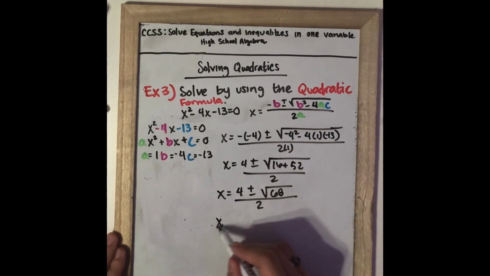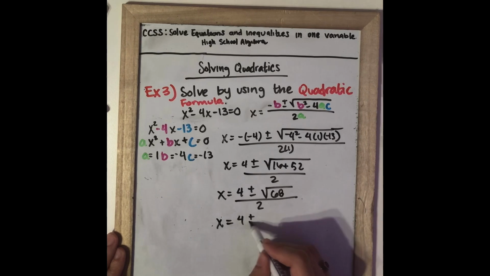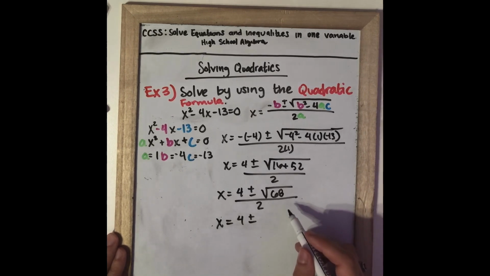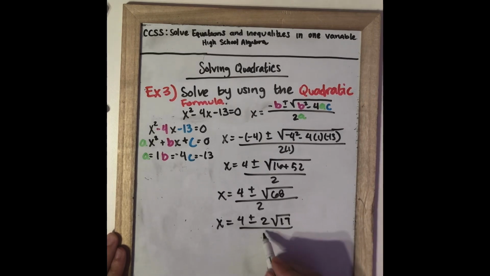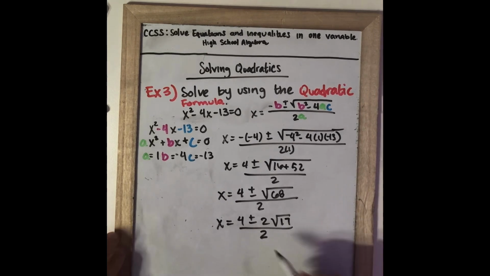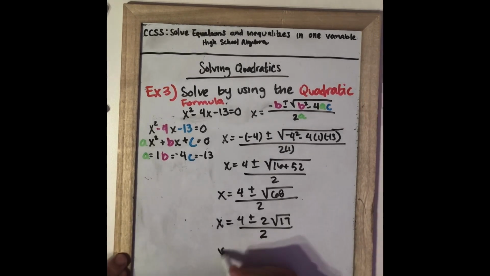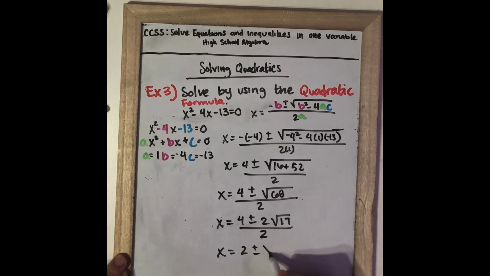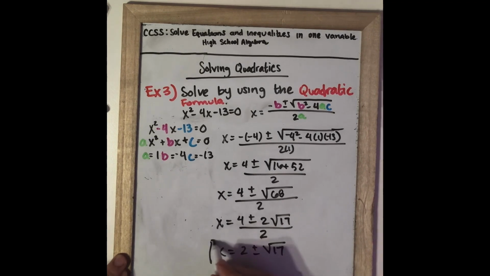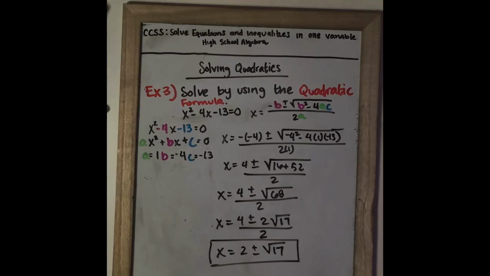So we have x is equal to 4 plus or minus, we simplify the square root of 68, which gives us 2 square root of 17, over 2. Now the last step is to simplify. So x is equal to 4 divided by 2 is 2, plus or minus 2 over 2 is 1. So we're just left with the square root of 17. So this is our answer.